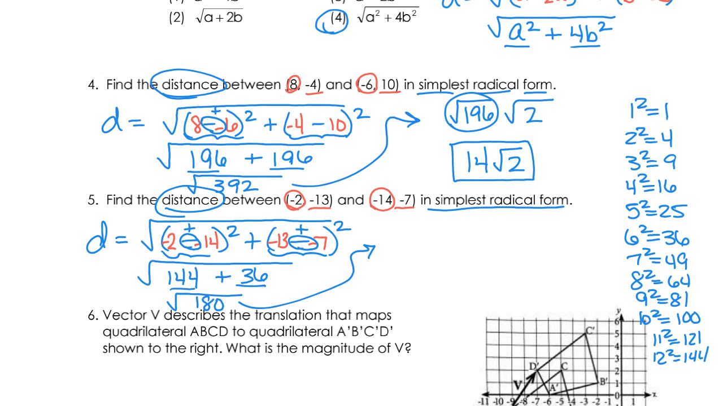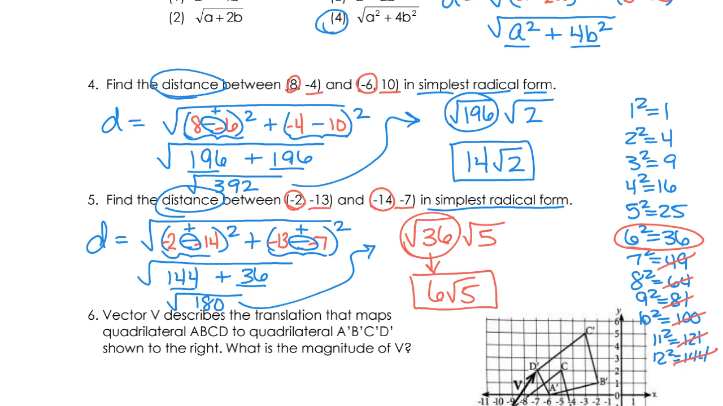We could keep going if we wanted to, but 144 doesn't go into 180 evenly. 180 divided by 121 is not a nice number. 180 divided by 100 doesn't go in. 180 divided by 81 doesn't go in. 180 divided by 64 doesn't go in. 180 divided by 49 does not go in. But 180 divided by 36, 36 is the largest perfect square that goes into 180. It goes in 5 times. And then the square root of 36 is going to turn into the 6 square root of 5. And there's the distance between those 2 points in simplest radical form.